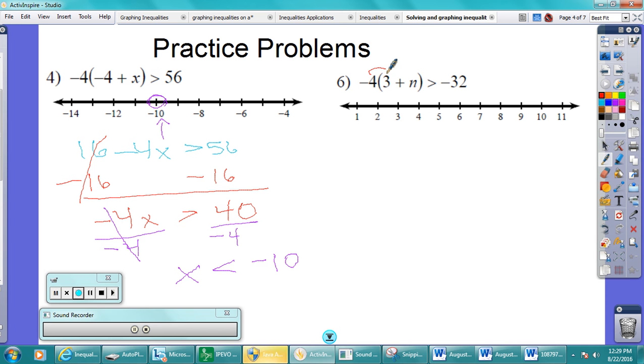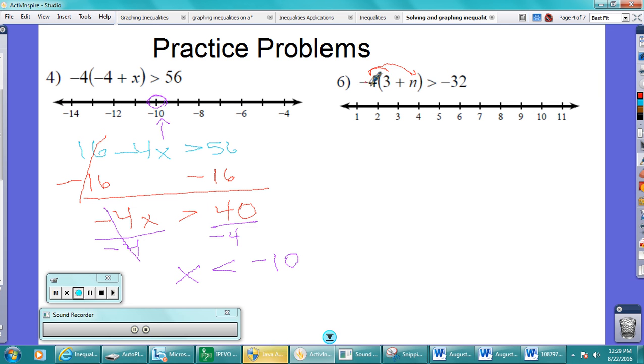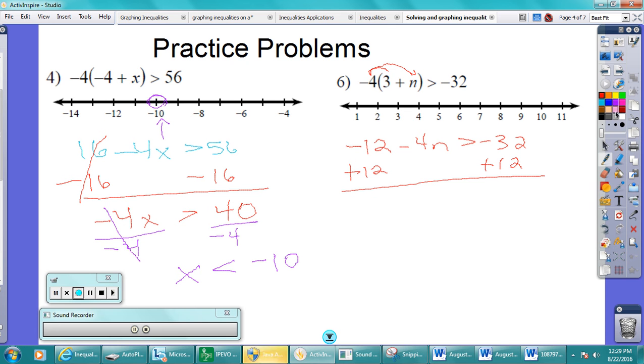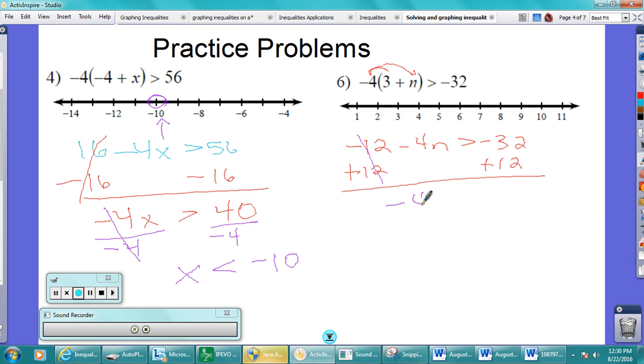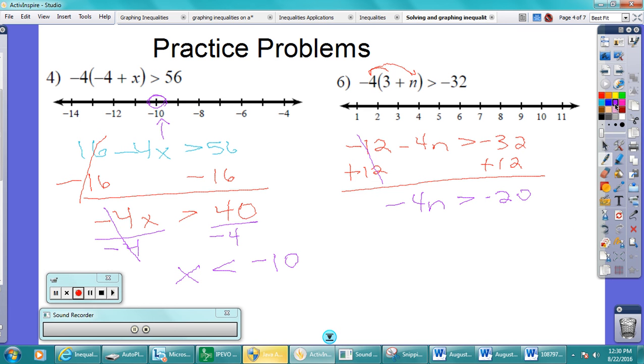Let's go over to number 6. I'm going to distribute. Negative 4 times 3, negative 12. Negative 4 times n, negative 4n is greater than negative 32. Add the 12, right? I'm solving just like a normal equation. The 12s cancel. I bring down the negative 4n. I keep my sign. Negative 32 plus 12 is negative 20, right?